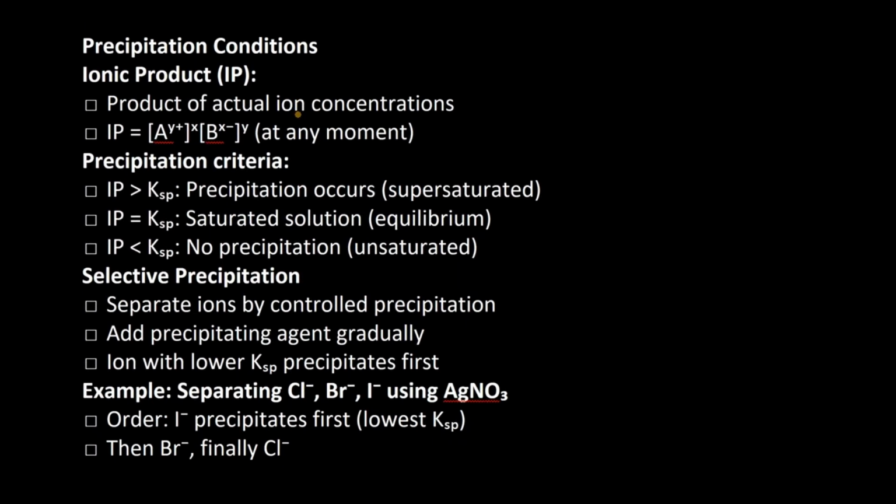And when the precipitation happens and when it will not happen. The product of the actual ion concentrations, that is what the ionic product is. If the ionic product is greater than Ksp, the precipitation will happen, that is a supersaturated solution. If the ionic product is equal to Ksp, then that is in equilibrium, a saturated solution will form. If the ionic product is less than Ksp, then no precipitation happens.